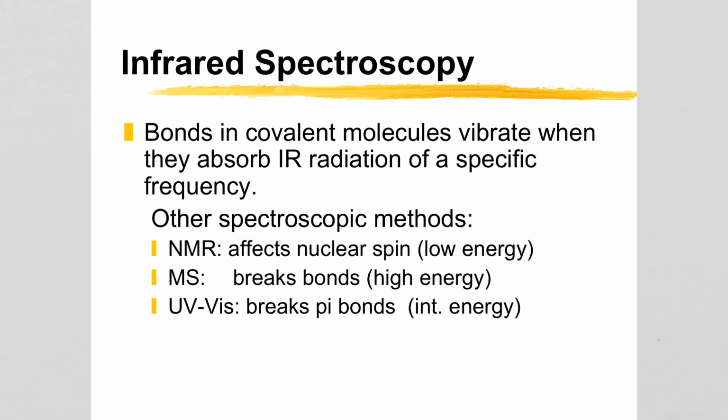As you saw in the RSC video, bonds in covalent molecules vibrate when they absorb infrared radiation of a specific frequency. So that's what's happening during infrared spectroscopy. Other spectroscopic methods, such as NMR, aren't affecting the bonds, that's actually affecting nuclear spin. And mass spectroscopy actually breaks the molecule apart. That's a very high energy method. It just smashes the molecule to pieces. And UV-visible spectroscopy primarily breaks pi bonds, and so it's intermediate in energy between NMR and mass spectroscopy.